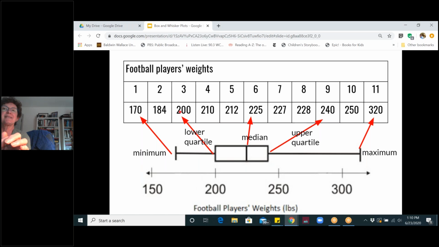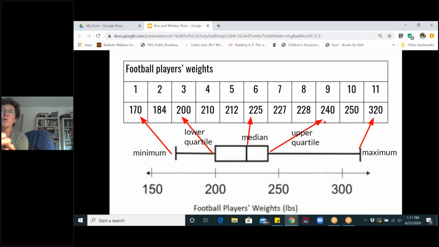If you think of it, that makes sense, because if the median shows me where half of my data is less than that and half of my data is greater than that, then dividing that half in half gives me a quarter. So this is the quartile. 25% of the numbers are below this number. 25% are between the quartile and the median. 25% are between the median and the upper quartile. 25% are between the upper quartile and the maximum.